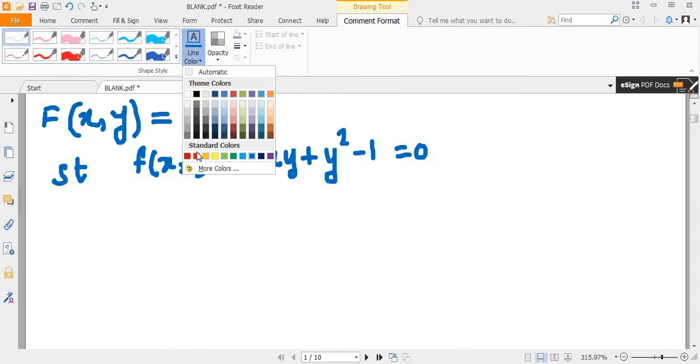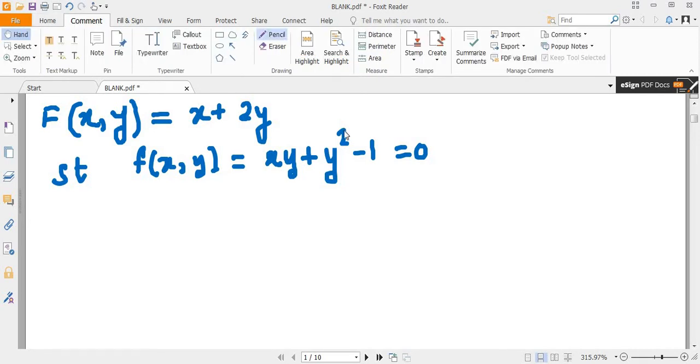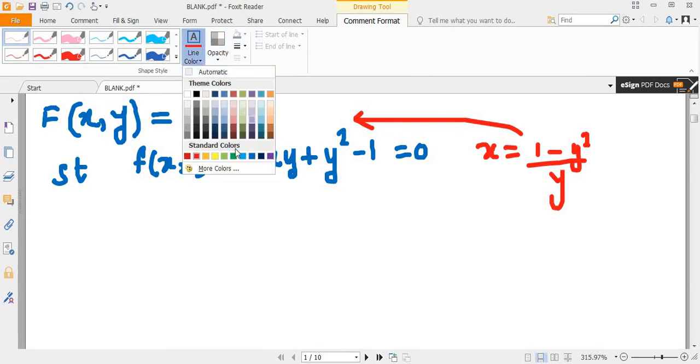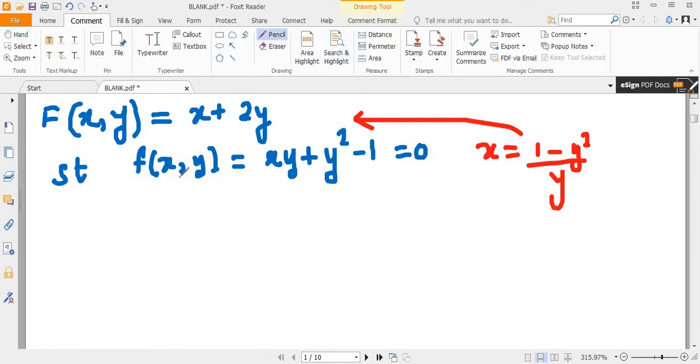If we were to follow the previous method, we would have to convert this constraint, which would imply that it would be difficult to solve for y. So what we could have done is solve for x. x would have been equal to (1 minus y square) by y, something of this sort, and we would have to replace x over here and then solve for it. That would become quite cumbersome, so we are not going to use this procedure. We are going to try the Lagrangian method and see if we can optimize this objective function subject to this given constraint. Now what is the method for Lagrangian optimization?